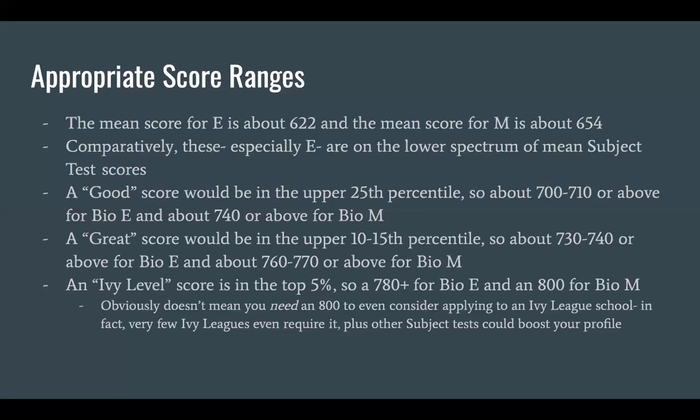Right? And of course, this doesn't mean that you have to get an 800. Very few people do get an 800. And honestly, even though I did say that the top 5 percentile for Bio-M is 800, anything above 750 would probably land you in a pretty high position. Like I said before, that would be a great score for both E and M. So the high 700s would be an excellent score, and you'd probably be able to apply to most colleges in that case.